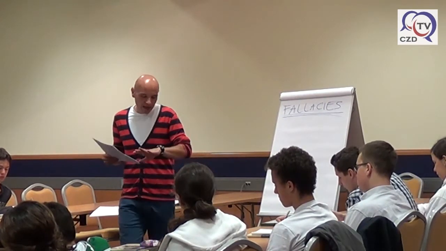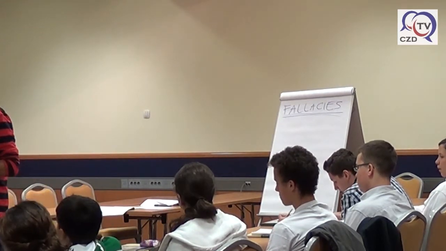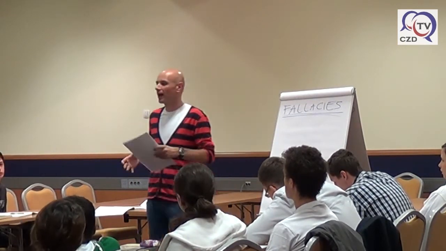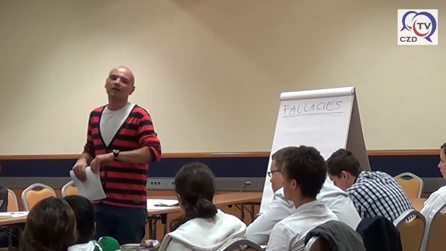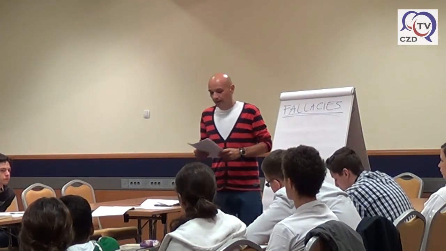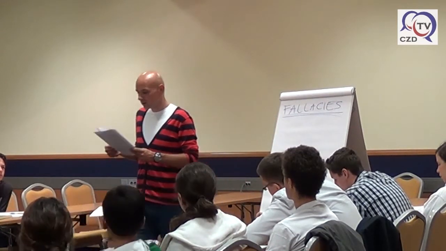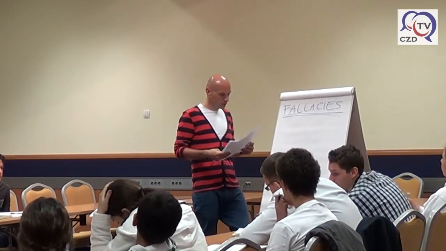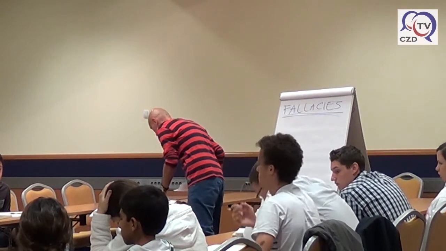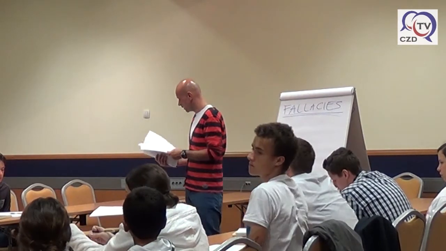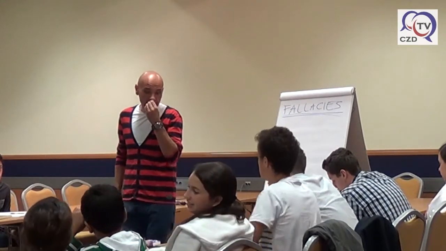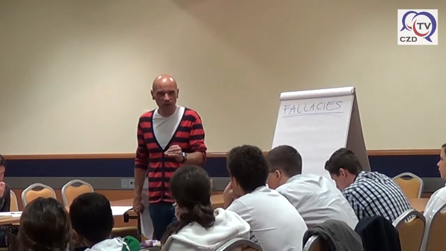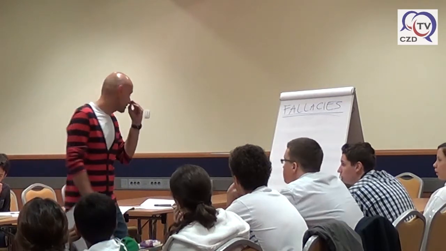I have here 19 fallacies, so I don't think we'll have time for all of them, but we will do the most important ones, okay? The first one we will do, you already know, it's called hasty generalization. Yeah? You already know this one.